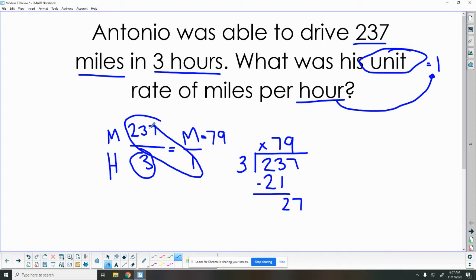So I notice my miles was bigger, the hours was smaller, miles bigger, hours smaller. They also went smaller going this way, smaller going this way. Your pattern should always match up no matter which direction you are going.